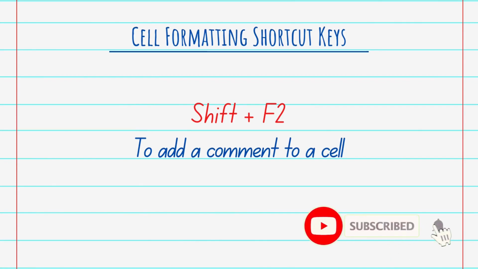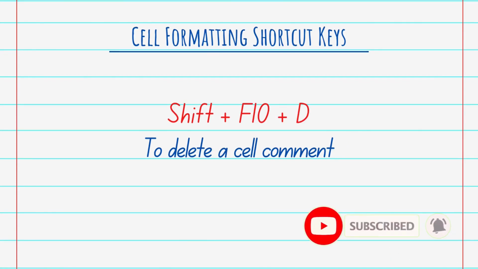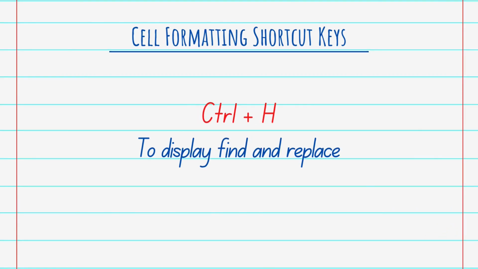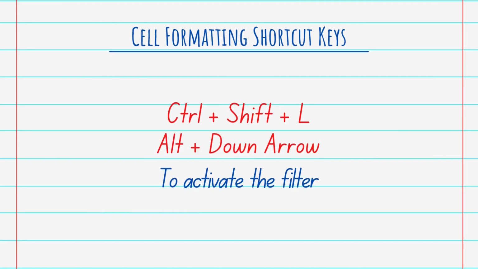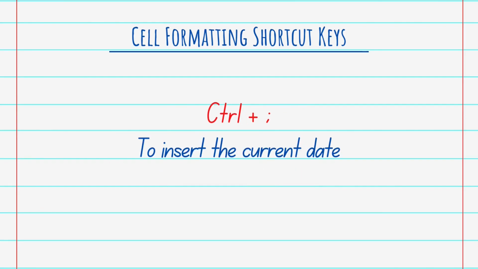Shift plus F2 to add a comment to a cell. Shift plus F10 plus D to delete a cell comment. Ctrl plus H to display find and replace. Ctrl plus Shift plus L and Ctrl plus down arrow to activate the filter.